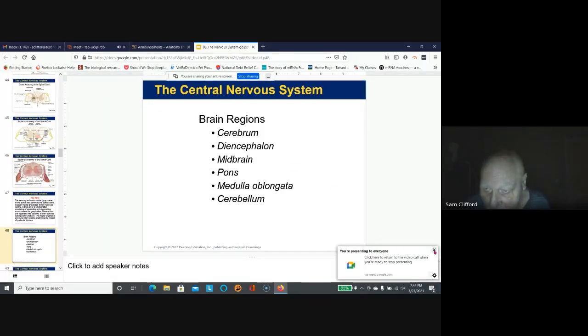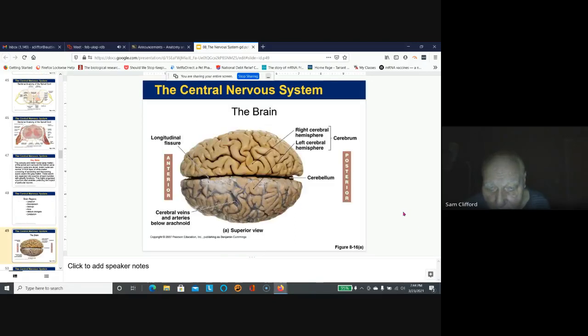So let's look at these regions of the brain. If you look at the top of the brain, you have the cerebral hemispheres, and they are lateralized, meaning that there are functions in the left and the right that are specific to a location within the cerebral hemispheres.